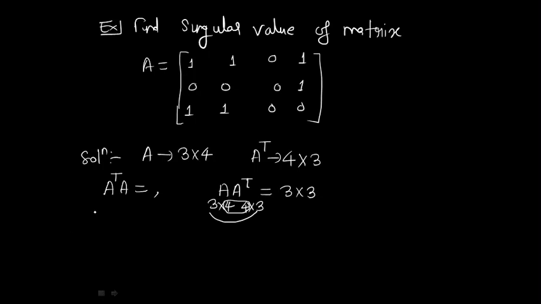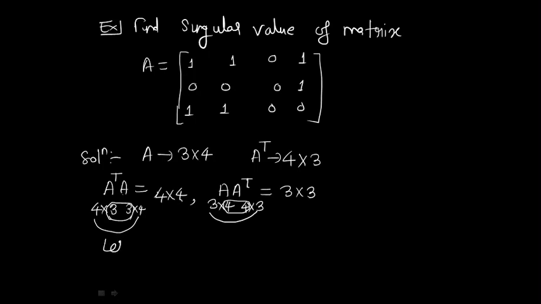Again, on the same line, we'll find out A transpose into A. A transpose is 4 by 3, whereas A is 3 by 4. So if we multiply them, this will get removed, as per the multiplication of matrices. So what you get is 4 by 4. So A transpose into A is of order 4 by 4, whereas A into A transpose is 3 by 3. So for the sake of computation, we will consider the matrix A into A transpose as a new matrix which we denote by B.